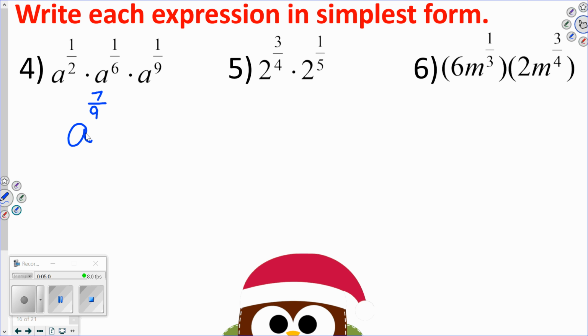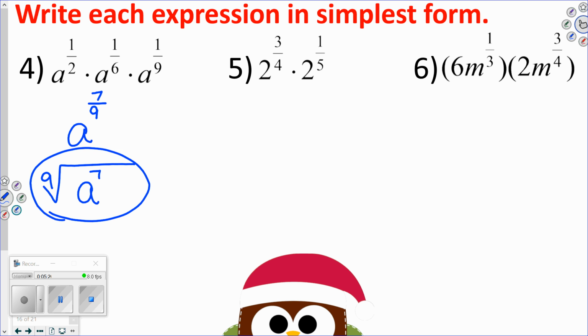Okay, so all we did was add 1/2 plus 1/6 plus 1/9 equals out to be 7/9. Am I good? Do I stop there? No. Flip it into radical form. What root is it? The 9th root of a to the 7th. Can I take a group of 9? No. So I'm done. But you always want to try to take the groups out if you can.